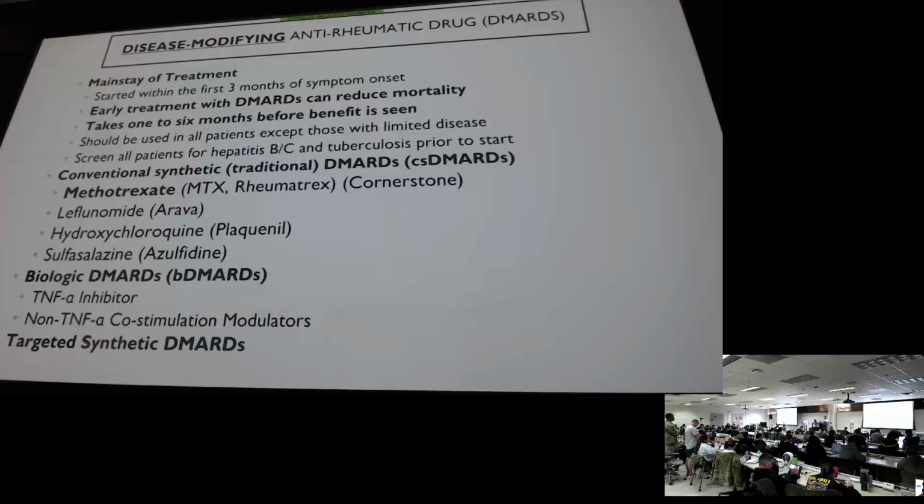So the ones under biologics are the only biologics, right? The conventionals aren't biologicals, and the targeted synthetics are not biological agents. And we'll talk about why that matters as we move on. But as an overall class, screen for Hep B and C and tuberculosis, and don't start anyone with some type of active infection of any sort on a DMARD. Wait till the infection clears, or ensure they don't have chronic Hep B or C or TB.